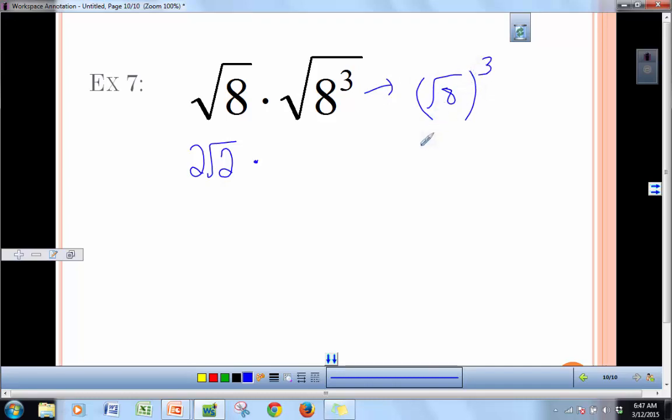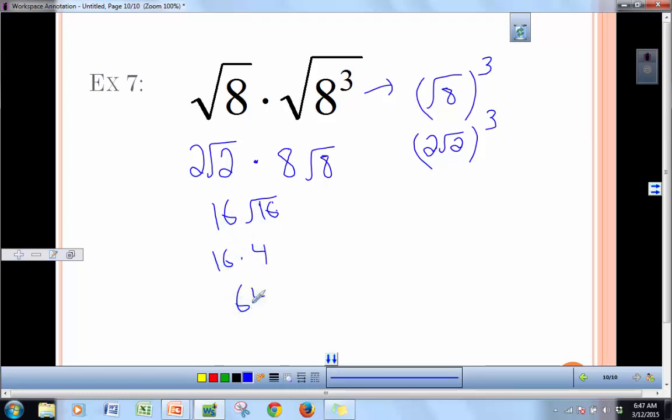this. And if I simplify root 8 down to 2 root 2, I can then cube 2 root 2, which might be a little bit easier. So that's 2 times 2 times 2, which we know gives us 8. Root 2 times root 2 times root 2. 2 times 2 times 2 is still going to end up giving us the square root of 8. 2 times 8 is 16. Root 2 times root 8 is, excuse me, root 16. And root 16 is 4. 16 times 4 gives you 64.